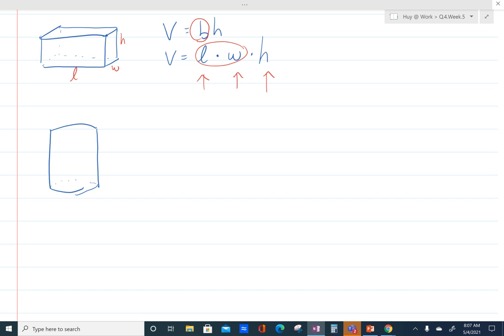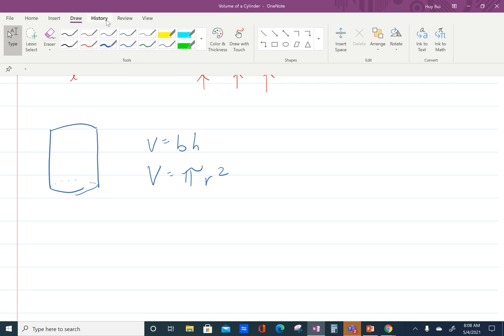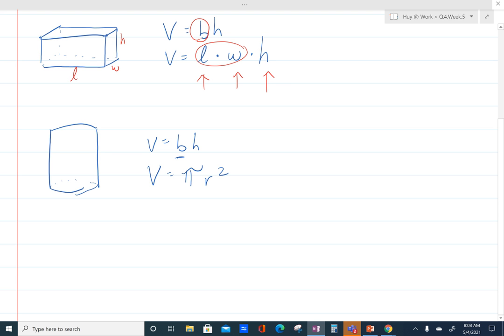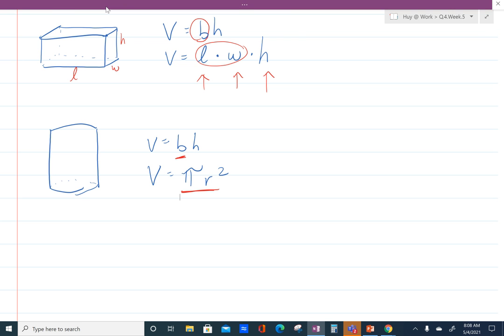So the base of this cylinder is a circle, and the area of a circle, instead of length times width, is going to be pi times radius squared, or pi r squared. I hope that that's something that's familiar to you. Pi r squared is the same as the base, or the area of a circle. So here we've got the base, that's the area of that circle, pi r squared. And then we still have to multiply it by the height.